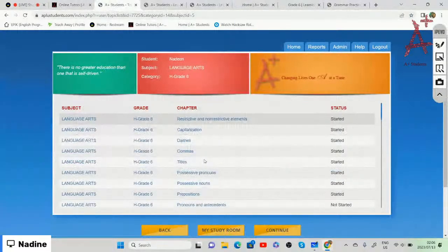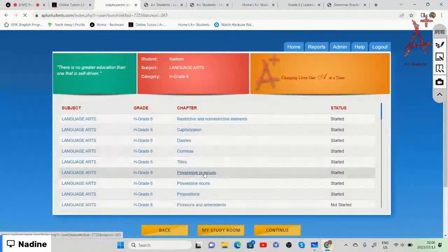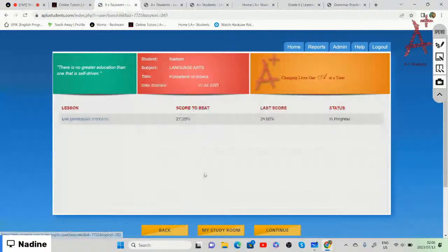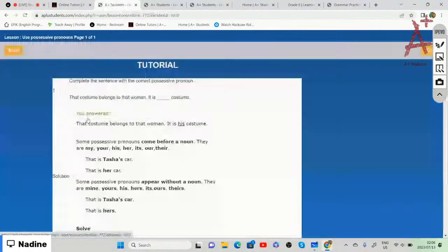All right, so in today's chapter, we're going to focus on possessive pronouns. The chapter is possessive pronouns, and the lesson that we will be focusing on is use possessive pronouns. So, we need to use possessive pronouns, before we go on to our tutorial page.